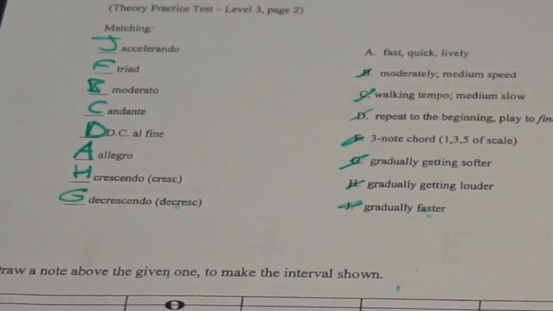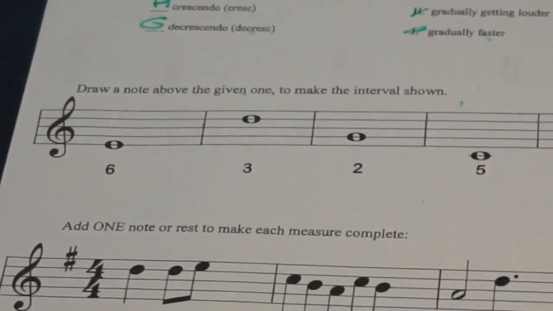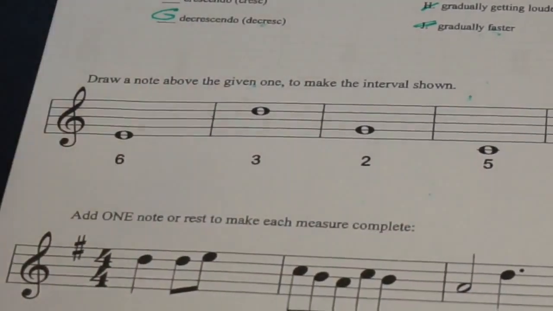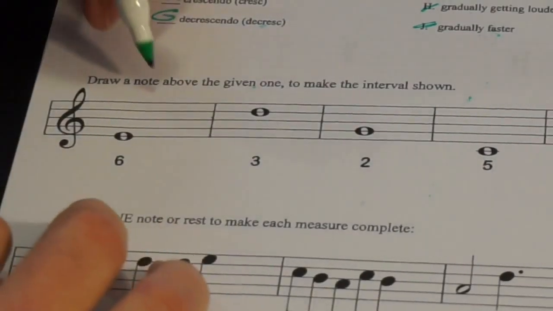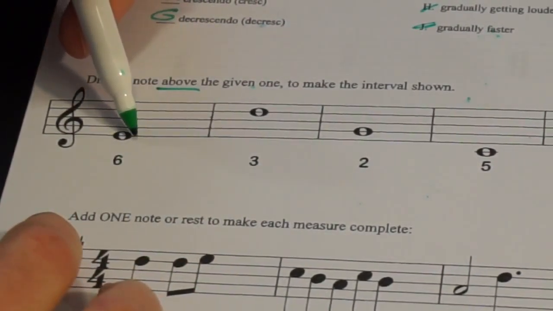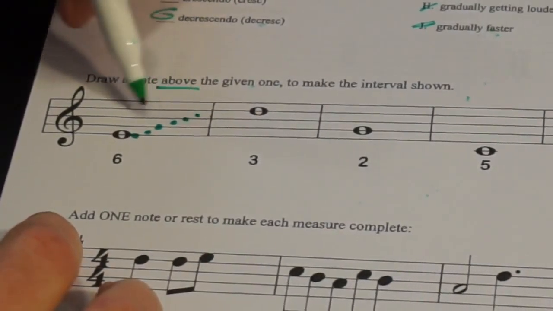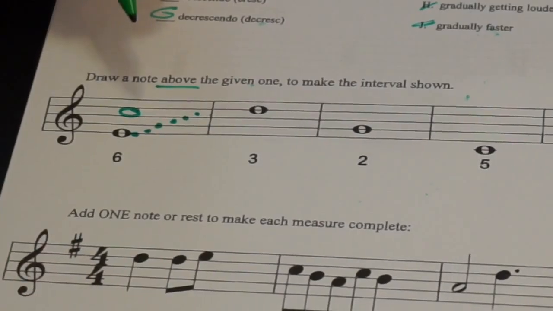There you go. All right, draw a note above the given one to make the interval shown. Okay, these are still interval work. It's just you're doing it this time. Remember, you're going above the given note. So we have a 6th here. Remember, count this as 1. 1, 2, 3, 4, 5, 6. It will be a C.